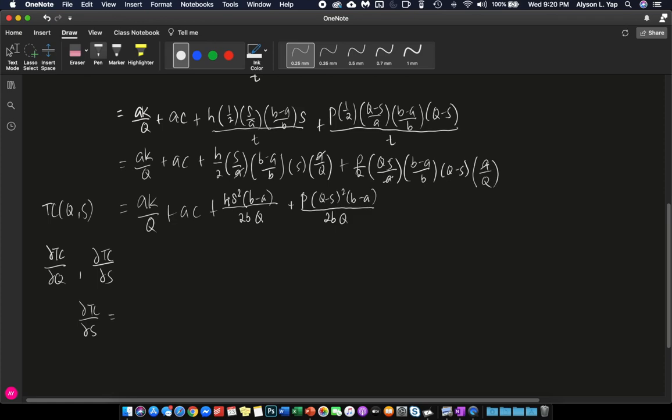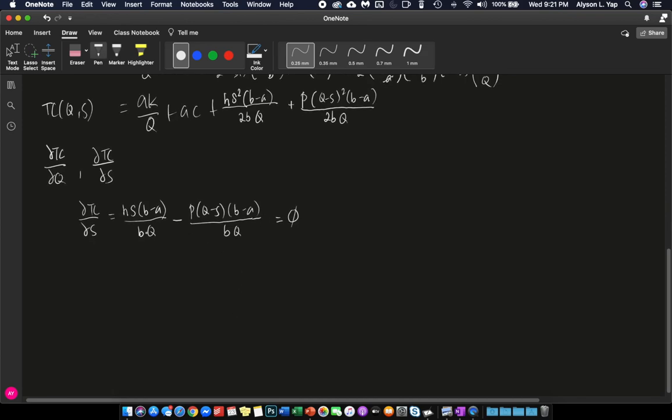For this one, you bring down 2. The 2 will cancel with the 2 here. So in the end, you will get HS(B minus A) all over BQ. Next, for this component, we will also bring down 2, but because of the chain rule, we multiply by -1. So this becomes minus P(Q minus S)(B minus A) over BQ again. And then you equate this to 0.